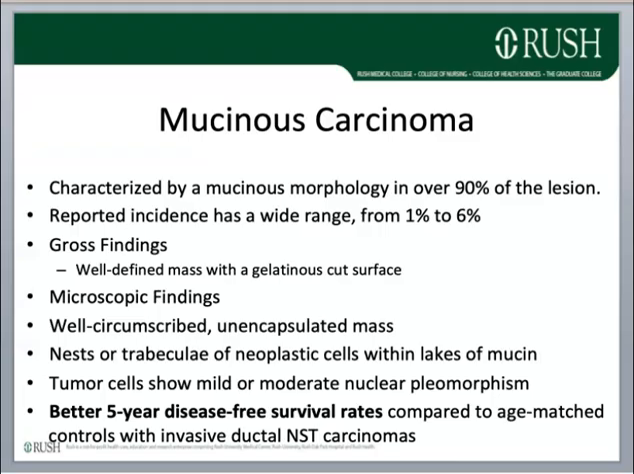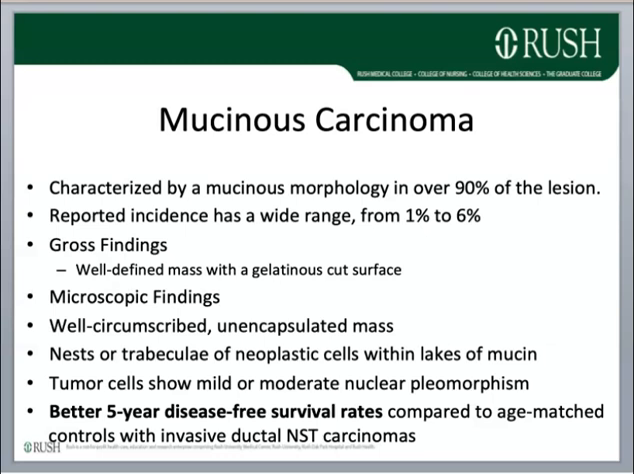Another distinctive histologic type is mucinous carcinoma. These are characterized by mucinous morphology in over 90% of the lesion. There's a wide range of incidence because the definition of what percentage was necessary to call it mucinous carcinoma varied over the years. But it's also generally about 1 to 2%, although the range that you'll find in the literature is slightly wider. Now, grossly, these are well-defined masses, but they have a gelatinous, not a fibrous, cut surface.